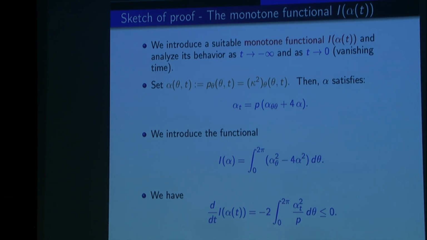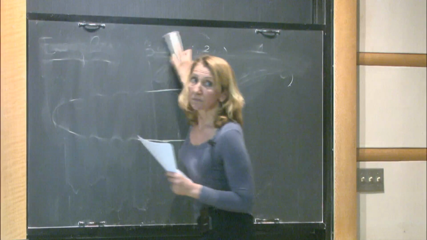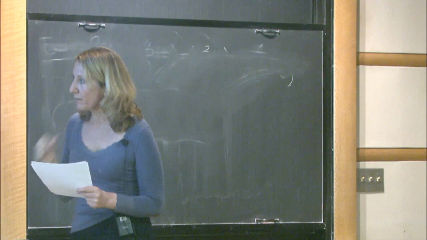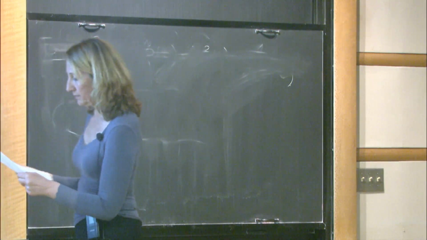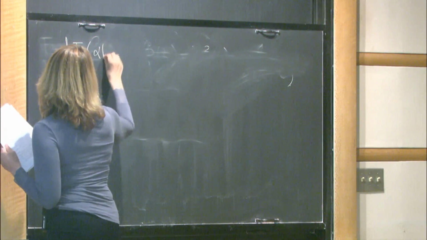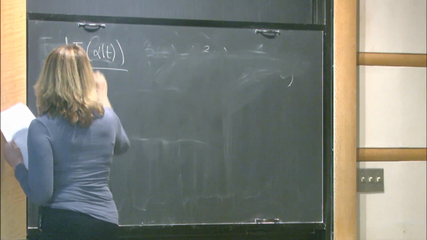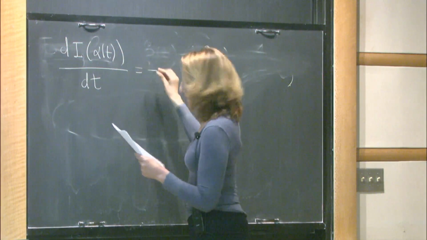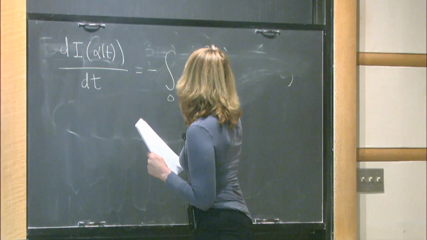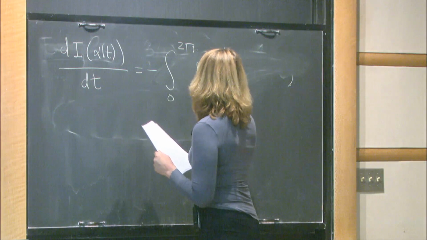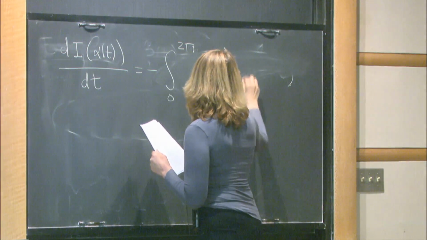I'm not going to do this calculation because unfortunately I don't have time, but let me continue with the proof, and if I have time, I'll do it at the end. So the derivative of A is minus the integral from 0 to 2 pi of alpha t squared over P d theta.